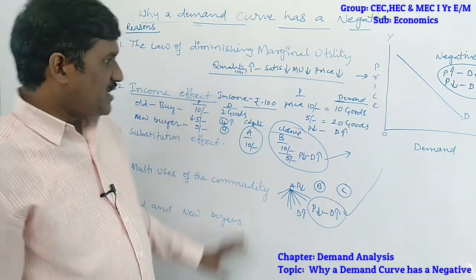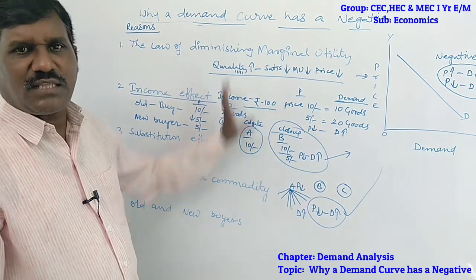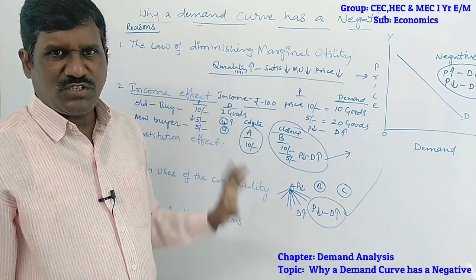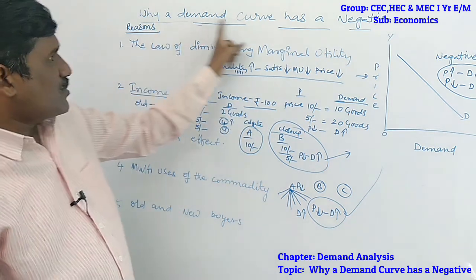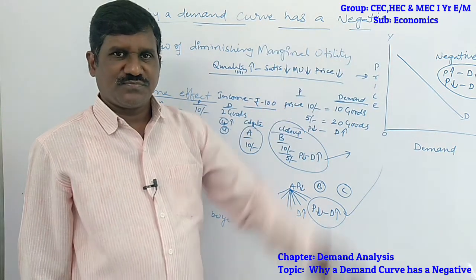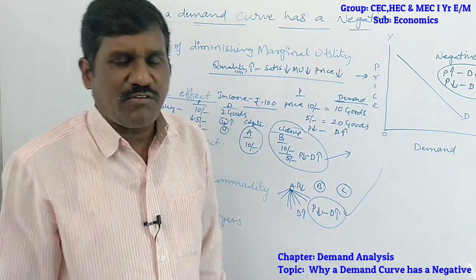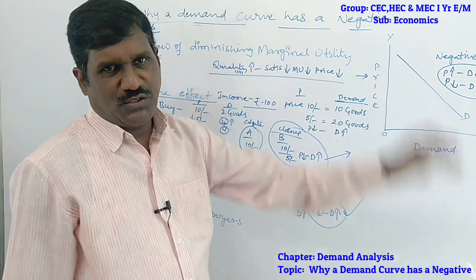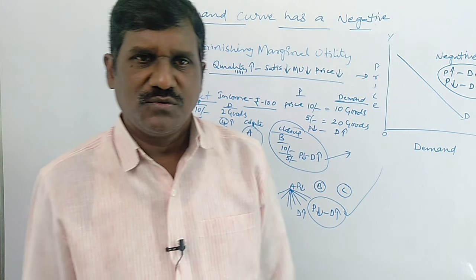Okay, so these are the proofs, the reasons, the supportive factors by which we can say that the demand curve slopes negatively. Okay, so students, this is the way of presenting why a demand curve slopes negatively. Okay, thank you very much.